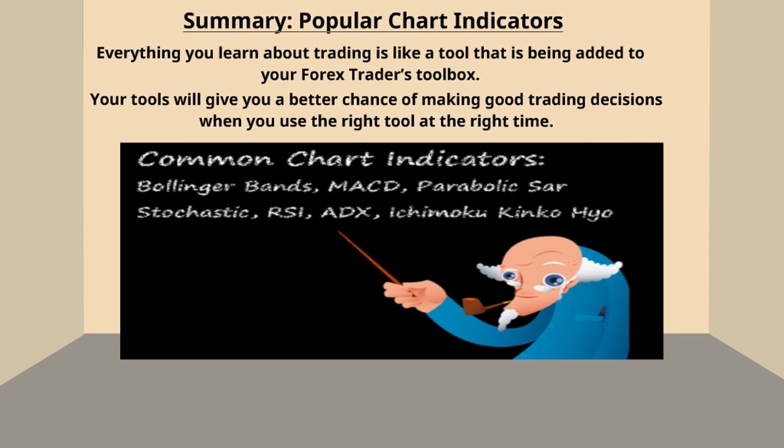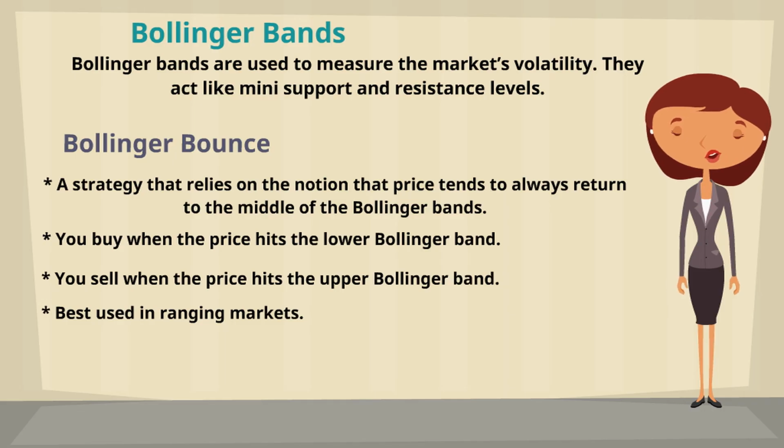First indicator is Bollinger Bands. Bollinger Bands are used to measure the market's volatility. They act like mini support and resistance levels. Bollinger Bounce: a strategy that relies on the notion that price tends to always return to the middle of the Bollinger Bands. You buy when the price hits the lower Bollinger Band. You sell when the price hits the upper Bollinger Band. Best used in ranging markets.